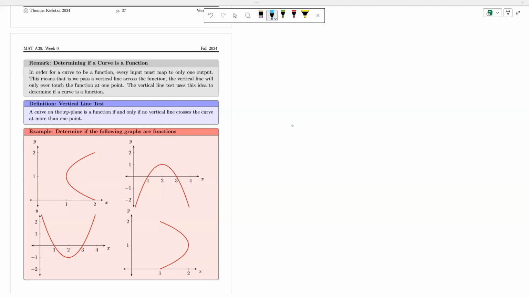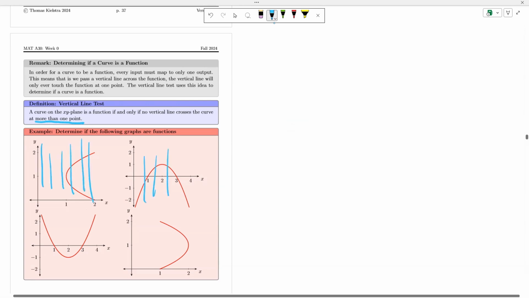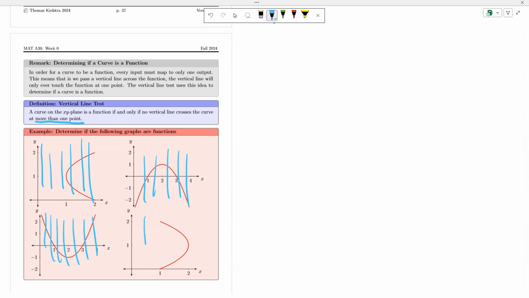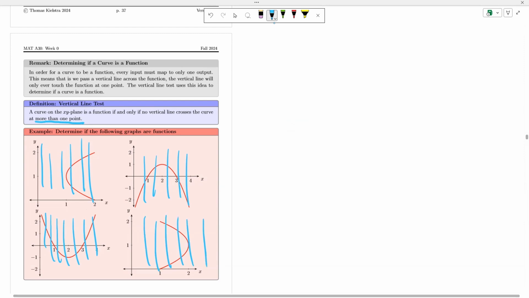And the way it works is the curve is a function if and only if no vertical line passes the curve more than once. Okay, so if we look at all of our vertical lines, we're asking ourselves, do we cross once or do we cross more than once? Now, when we're asking, do we cross once, we could cross never. So we could have vertical lines that never cross. But we really want to know, do we cross at most once or more than once?